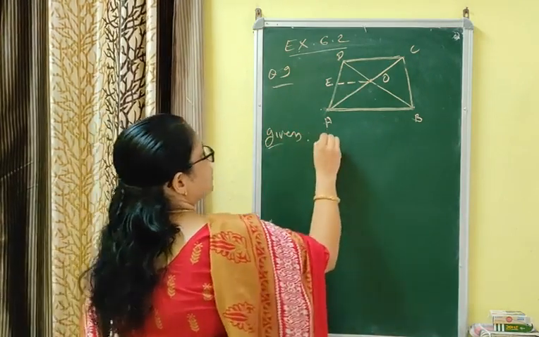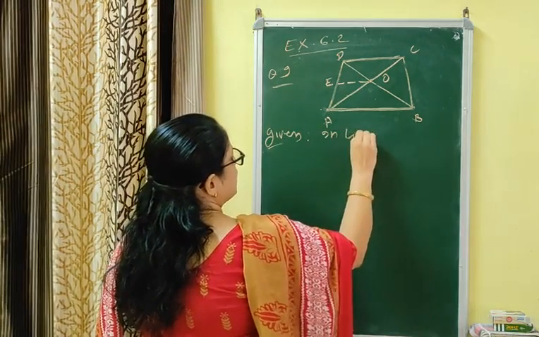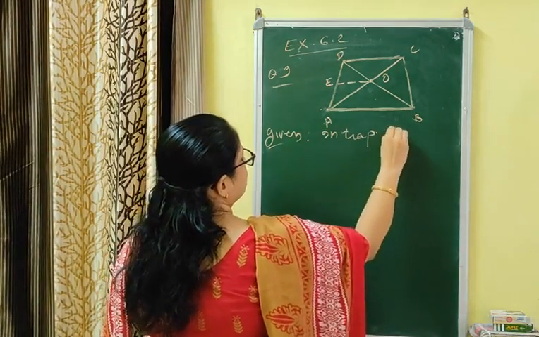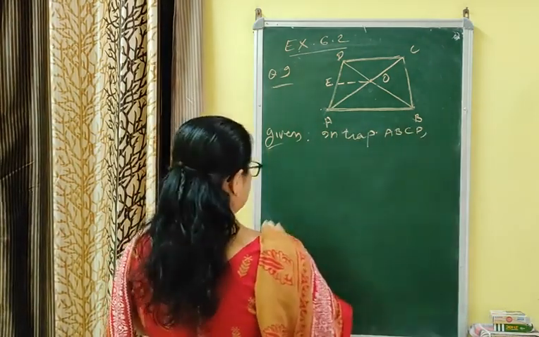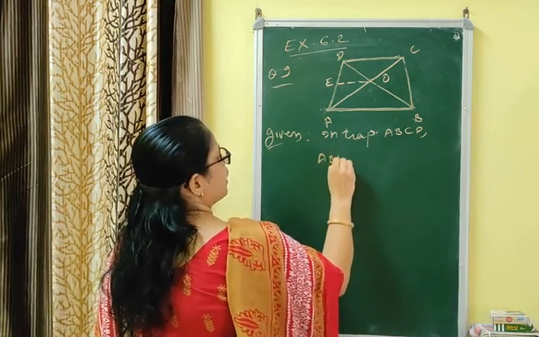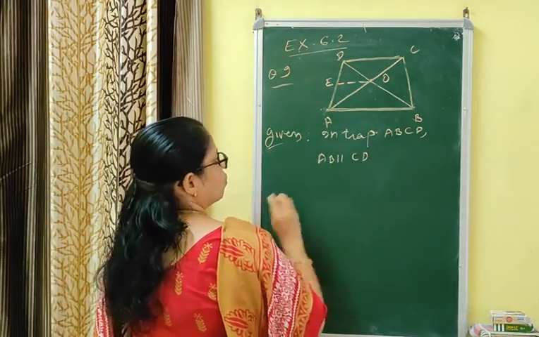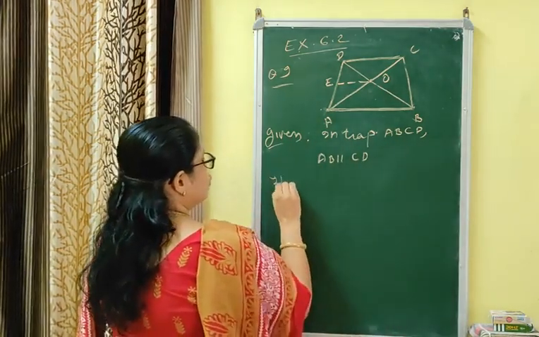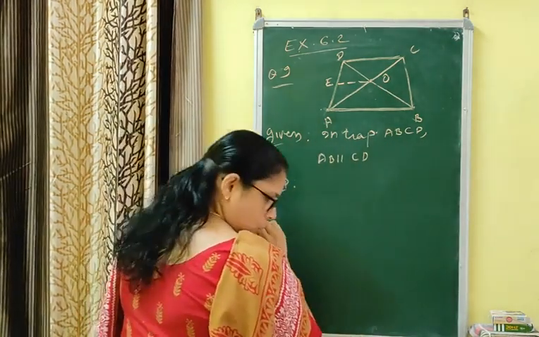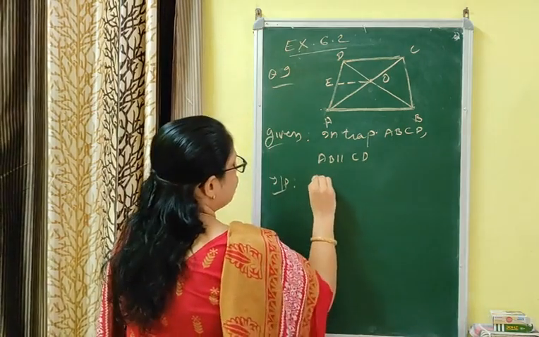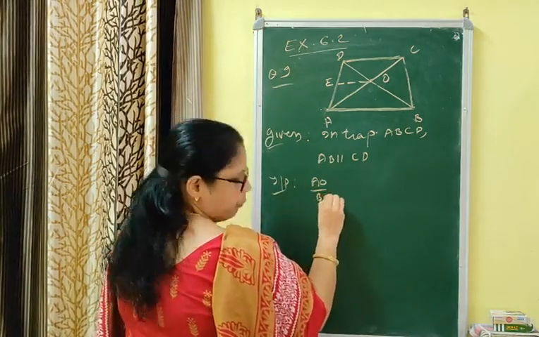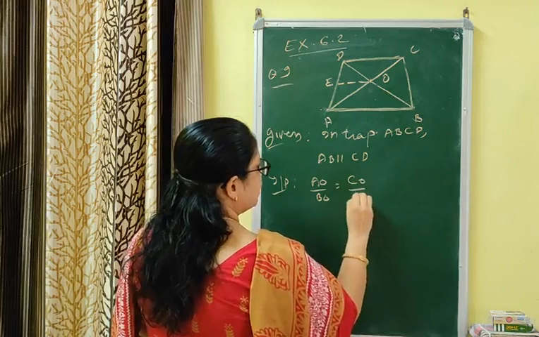You are given that in trapezium ABCD, AB is parallel to CD and the diagonals intersect at the point O. That you can do by yourself. To prove, what you have to prove? You have to prove that AO by BO is equal to CO by DO.